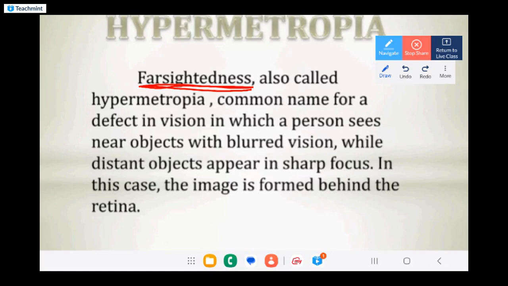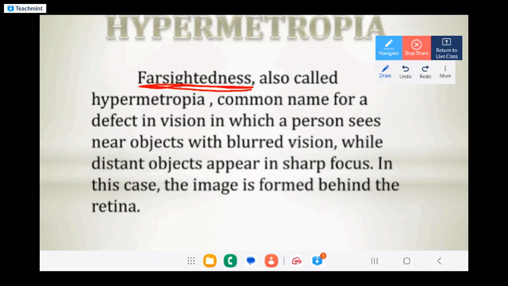So the common name for the defect in vision in which a person sees near objects with blurred vision, while distant objects appear in sharp focus, is pretty much okay seeing and viewing objects at a far distance. So in this case, what is the problem? The image is formed behind the retina.